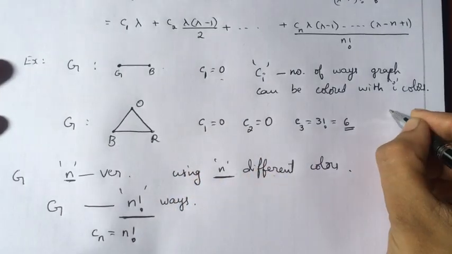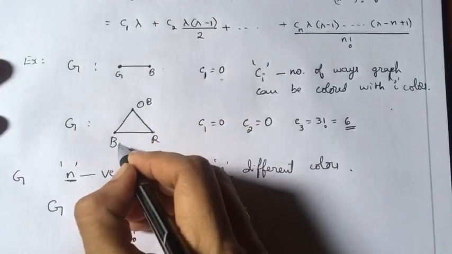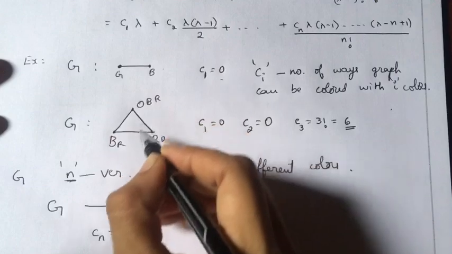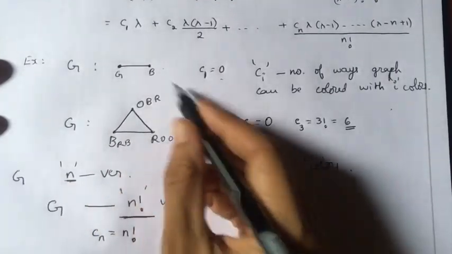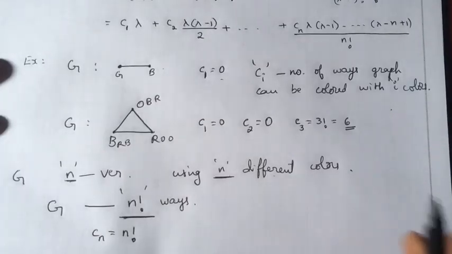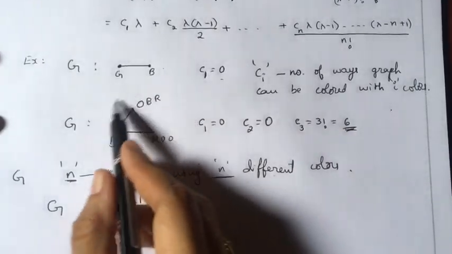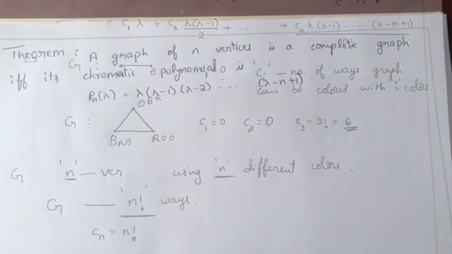So O B R, I can give B R O, that is one combination. Then I can give R B O, like that. I can change many ways, right? So there are 6 ways for proper coloring of this graph with 3 colors.